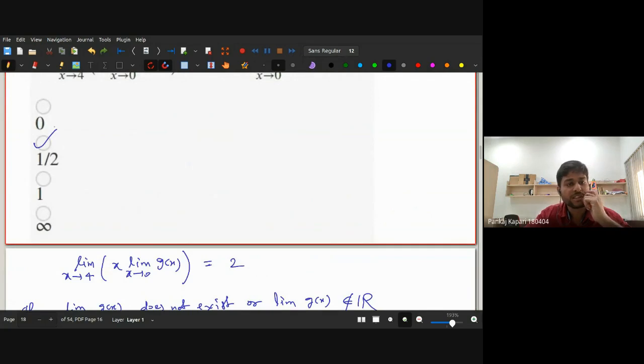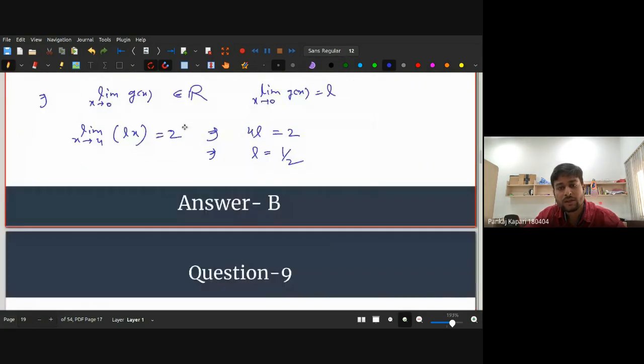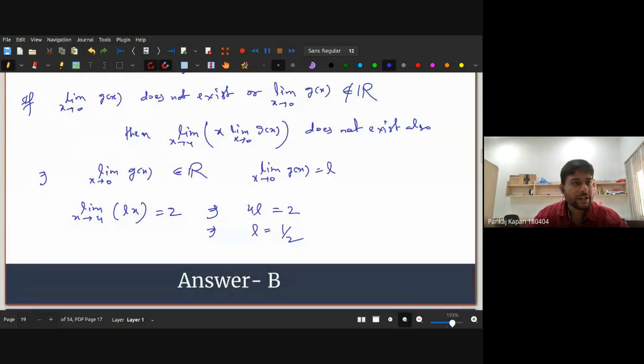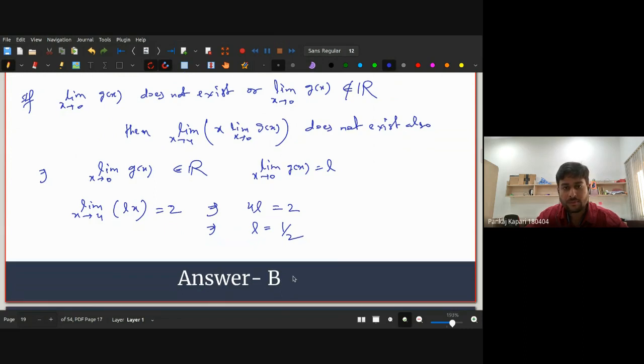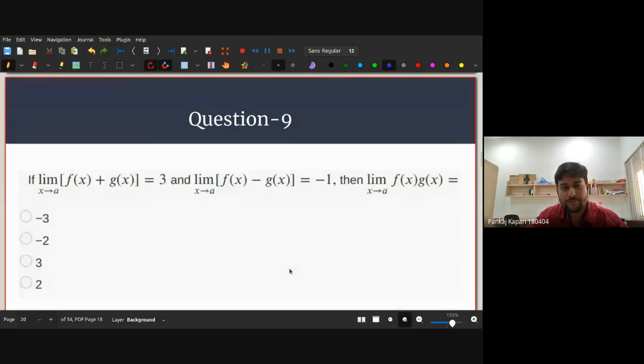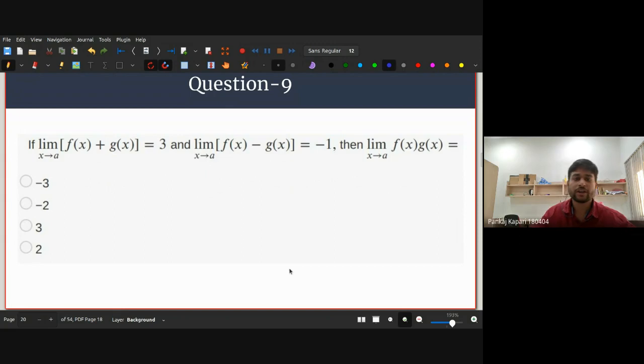So this second option is correct here. Any questions till now? Okay, let's move to the next problem now. Here again we have the same kind of question.